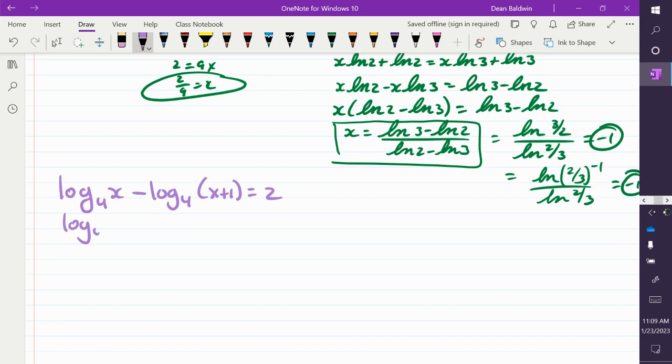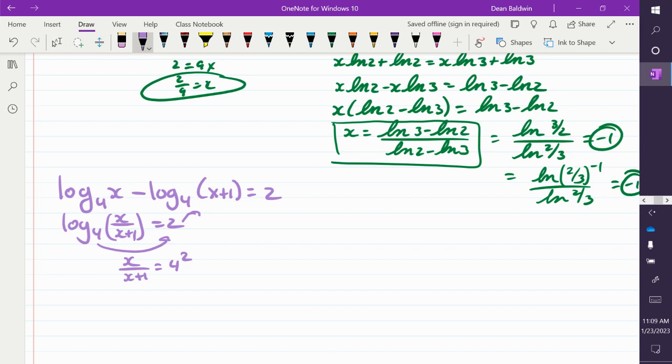So log 4, I'm subtracting, which means I'm dividing. Then you change to exponential. So the 4 moves over and the 2 becomes the exponent, right? Is equal to 4 squared. And then it's just an algebra problem. X over x plus 1 is equal to 16. X is equal to 16, x plus 16.